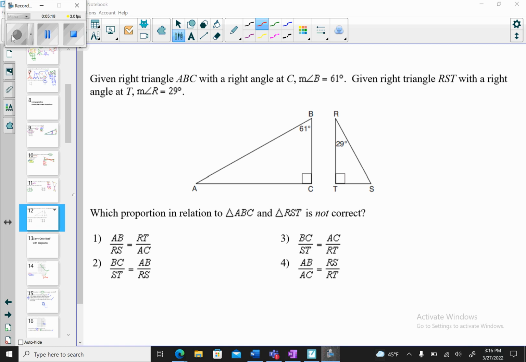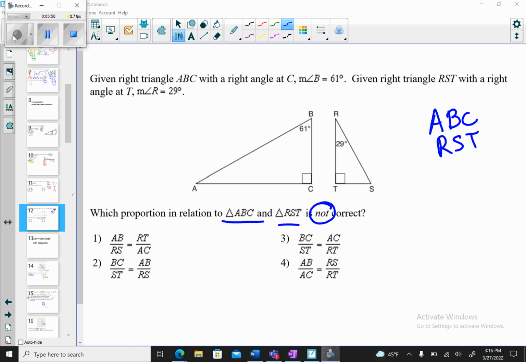Given right triangle ABC with right angle at C, the measure of angle B is 61. Given right triangle RST with a right angle at T, the measure of angle R is equal to 29 degrees. Which proportion in relation to triangle ABC and RST is not correct? So this is a not question, so I'm looking for the one that's not true. I see my two triangles, I'm going to line them up. A, B, C, R, S, T.